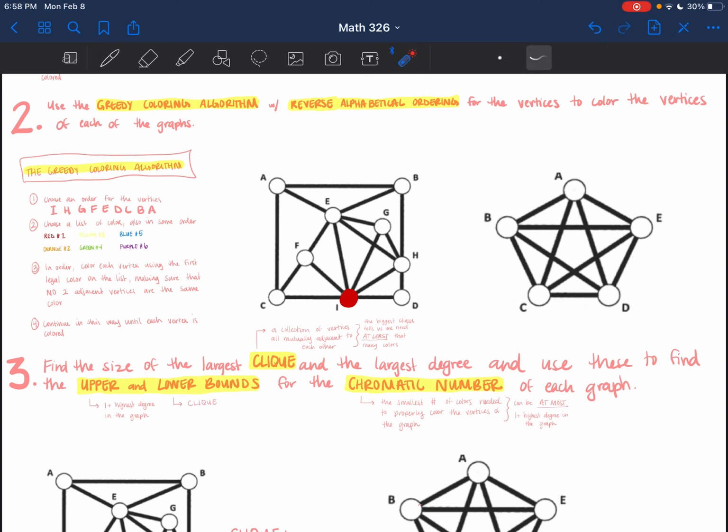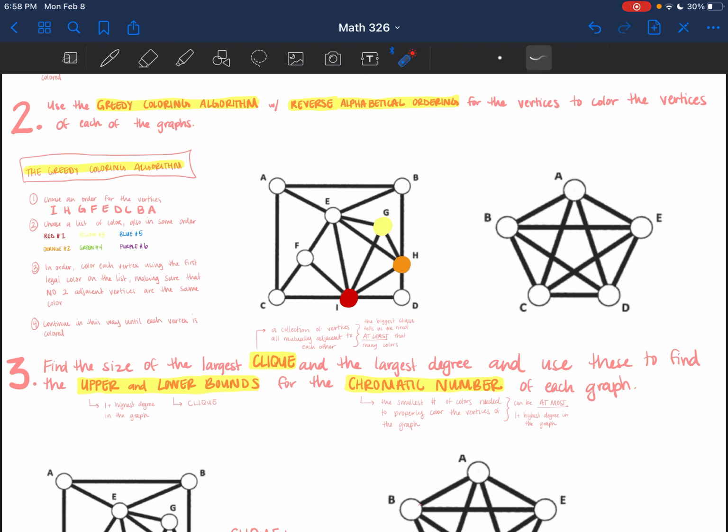Next, after I, we go on to vertex H, and H is touching I. So that means red, not legal. Next legal color is number 2, orange. So H is orange. After H, we move on to G. G is touching both H and I, so that means red and orange, can't use them. We have to add color number 3, which is yellow, so G is going to be yellow.